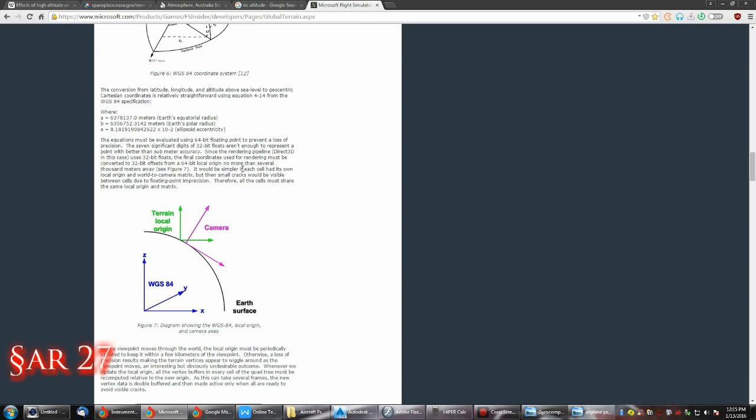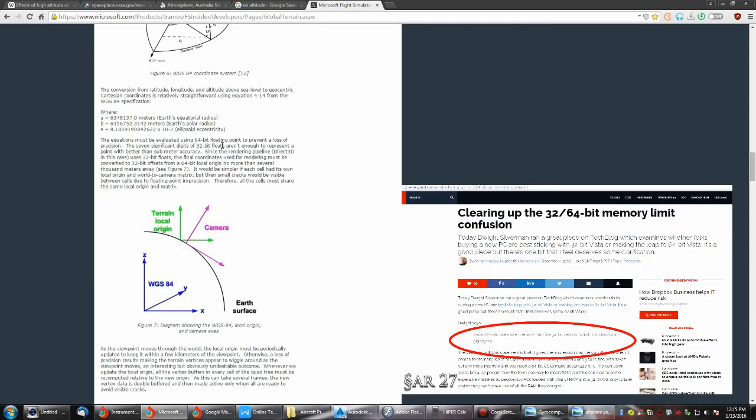So here it is, folks. The equations must evaluate 64-bit floating points and prevent loss of position. The 7 significant digits of 32-bit floats represent the point-per-meter accuracy, since the rendering pipeline, Direct3D in this case, uses 32-bit floats. Now, I'm reading that, and to me, it's just complete baloney.